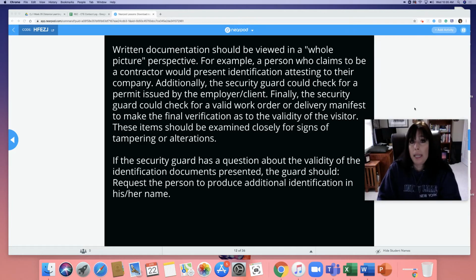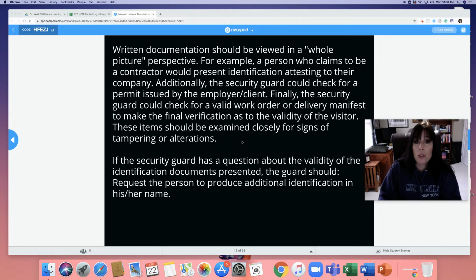Written documentation should be viewed in a whole picture perspective. For example, a person who claims to be a contractor would present identification attesting to their company. Additionally, the security guard could check for a permit issued by the employer client. And finally, the security guard could check for a valid work order or delivery manifest to make the final verification as to the validity of the visitor.